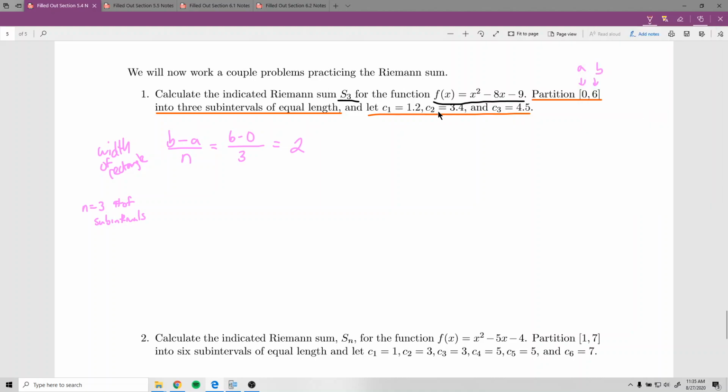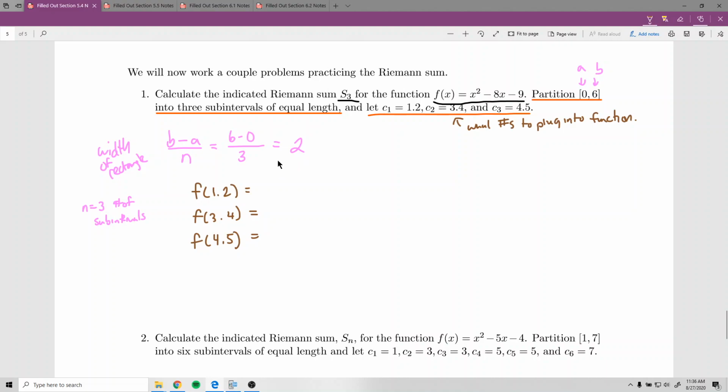Okay. Now the part in orange back here, it's telling us what numbers to plug in for the function. Now I will mention, like I said at the beginning of the section, there is no calculus. You're not going to do the derivative. You're not going to integrate. You're just going to plug these into the function. So we're going to plug in 1.2, 3.4, and 4.5 to our f of x.